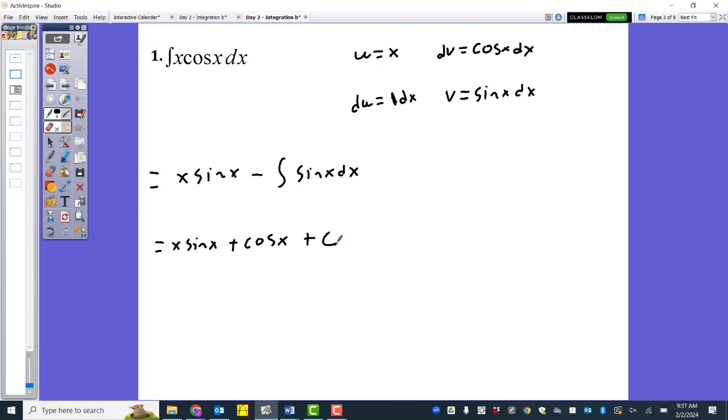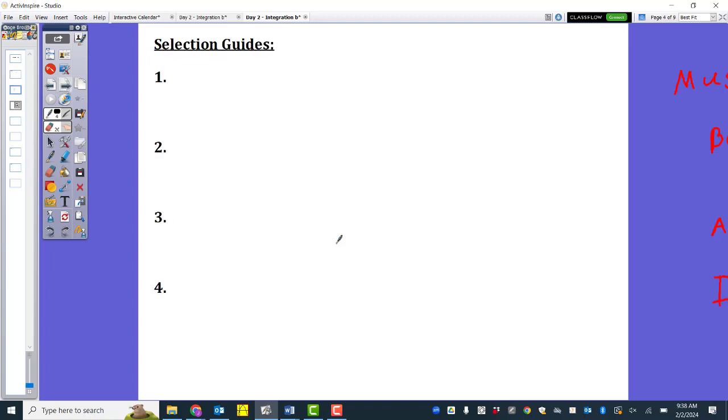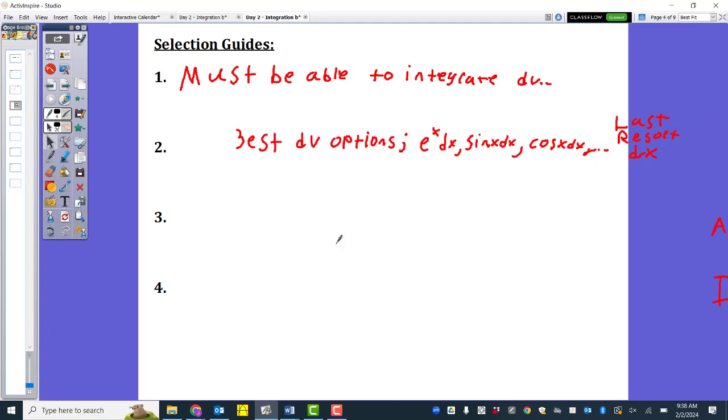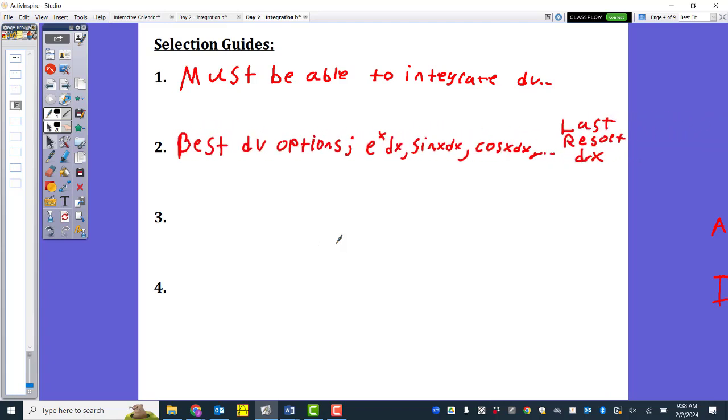Now, with this, we need to start looking at how we pick u and dv. I just told you what u and dv is, but how do you actually pick that? Well, we have some selection guidelines. First and foremost, you have to be able to integrate dv. It's a big one. Second, some of your best dv options are e to the x, sine of x, cosine of x, and as a last resort, dx. These are things that are easy to integrate and very simple when you do integrate them.